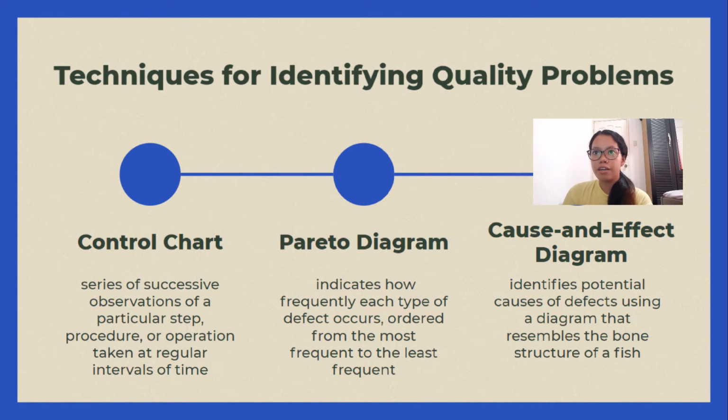Next is Pareto diagram. It is a chart that indicates how frequently each type of defect occurs, ordered from the most frequent to the least frequent. And lastly is cause and effect diagram. It identifies potential causes of defects using a diagram that resembles the bone structure of a fish. Hence, cause and effect diagrams are also regarded as fishbone diagrams.